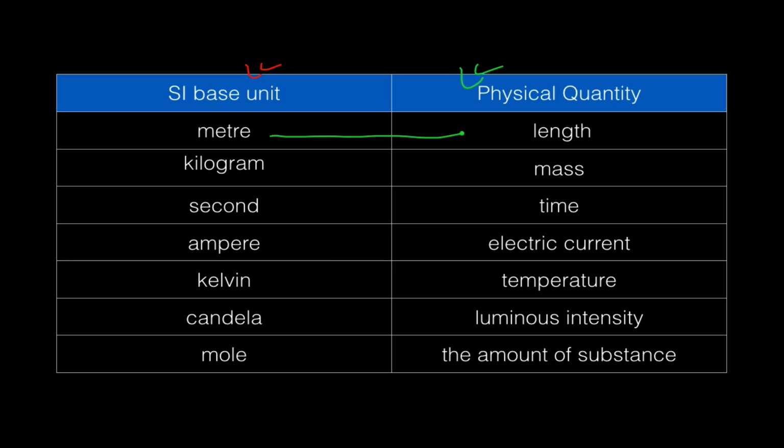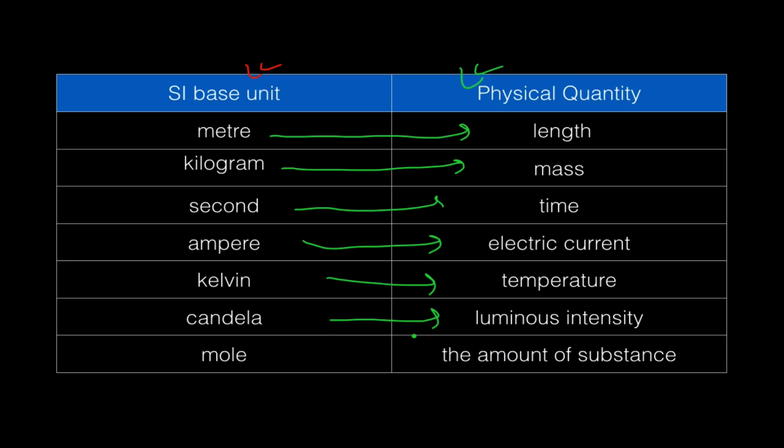So meter is for the length, kilogram is for the mass, second is for the time, ampere is for electric current, Kelvin is for temperature, candela is for luminous intensity, and mole is for the amount of substance. You must be knowing these four at least. So these three might be new to some of you. Science के लिए तो बिल्कुल भी नहीं होगी, science students के लिए, but you have to remember these 7.